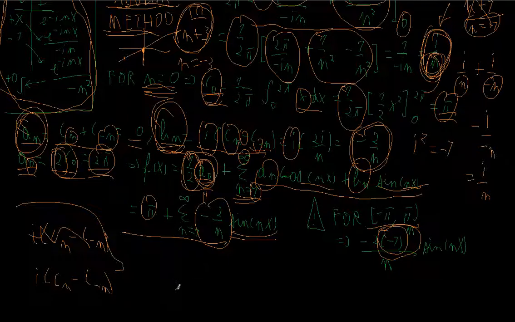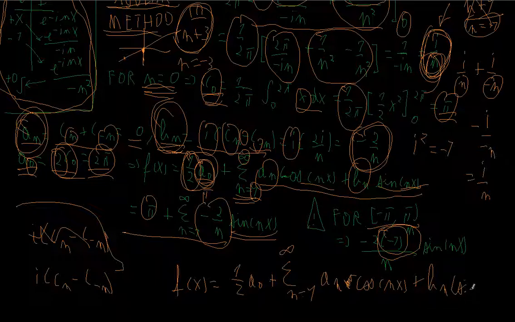And your formula at the end is f of x is equal to 1/2 a sub 0 plus the sum from n is equal to 1 to infinity of a sub n cosine nx plus b sub n sine nx. And then you plug in your coefficients for a sub n and b sub n and your a sub 0, and if one of those is 0, then you just have 0, and that's it.